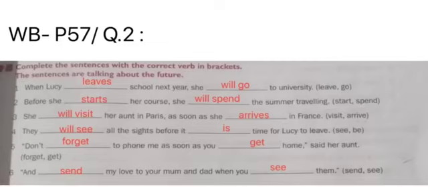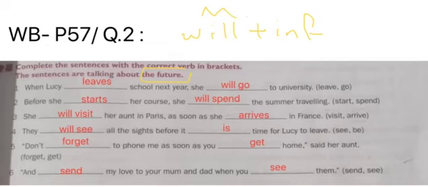Now move on to the next question, which is question number 2. We are still on the same page. Complete the sentences with the correct verb in the brackets. The sentences are talking about the future. So also in this question they helped you that you need to use the future time clause. Remember that the future time clause uses will plus the infinitive verb in the main clause.